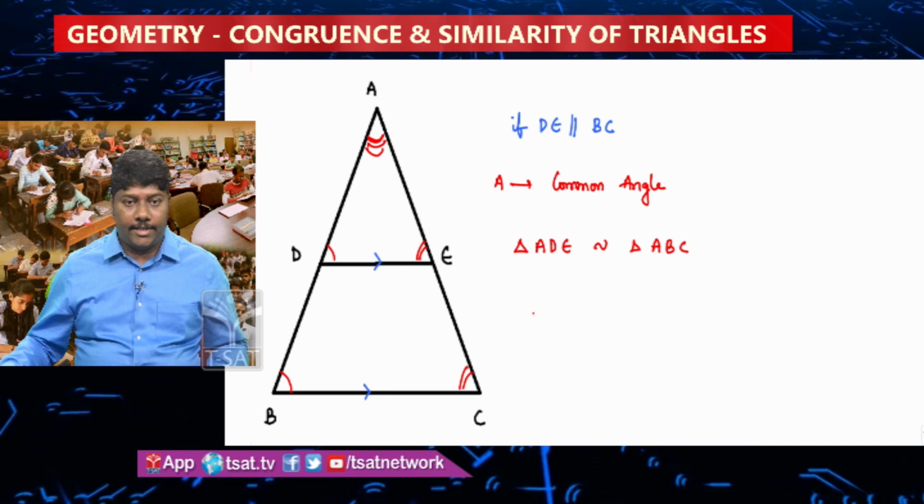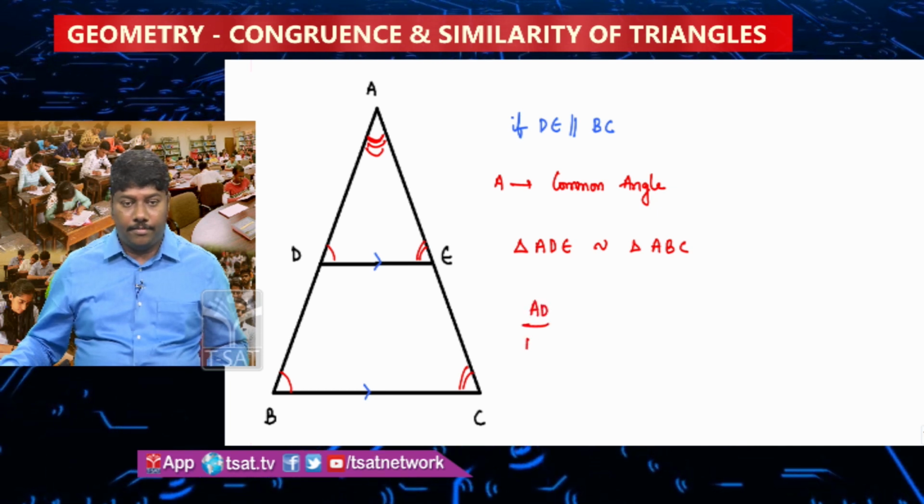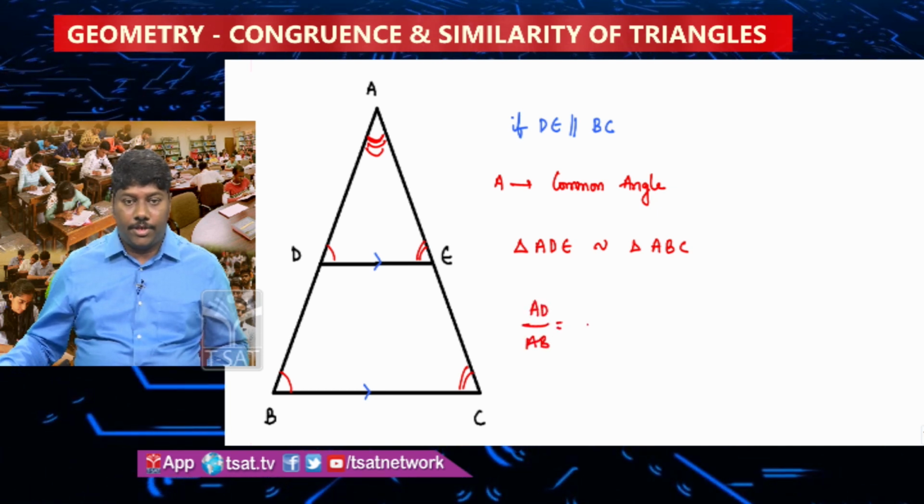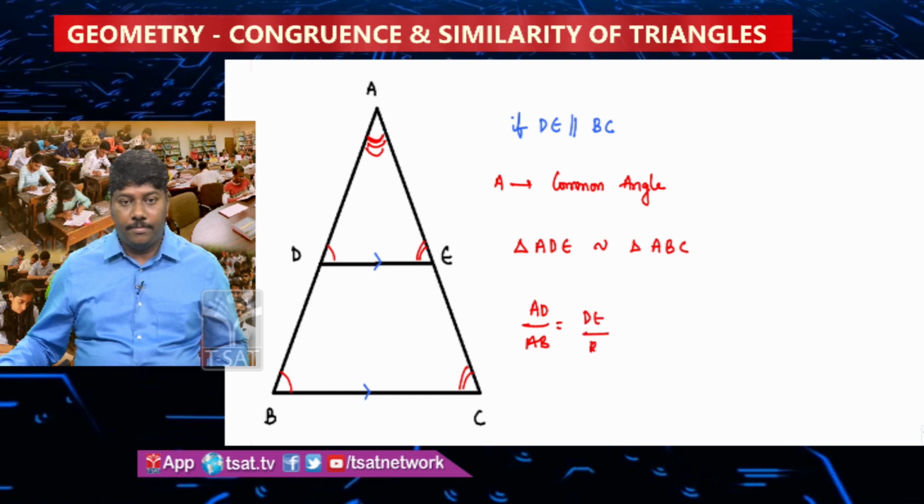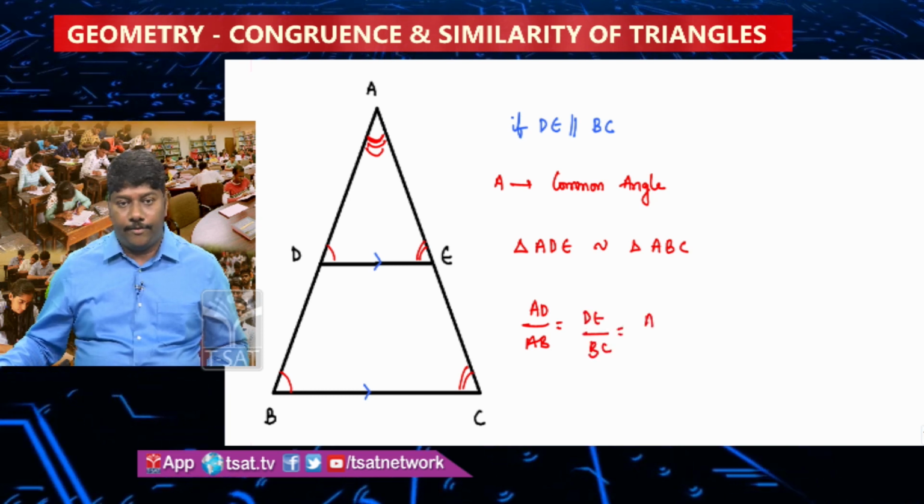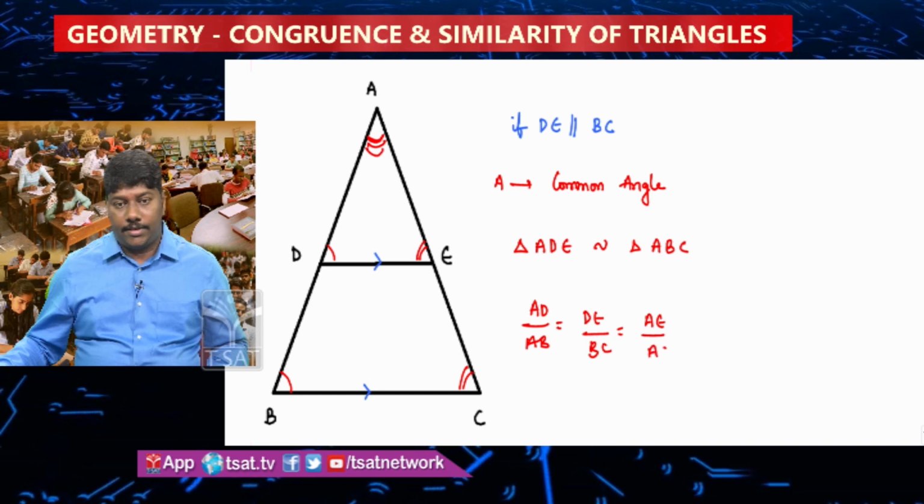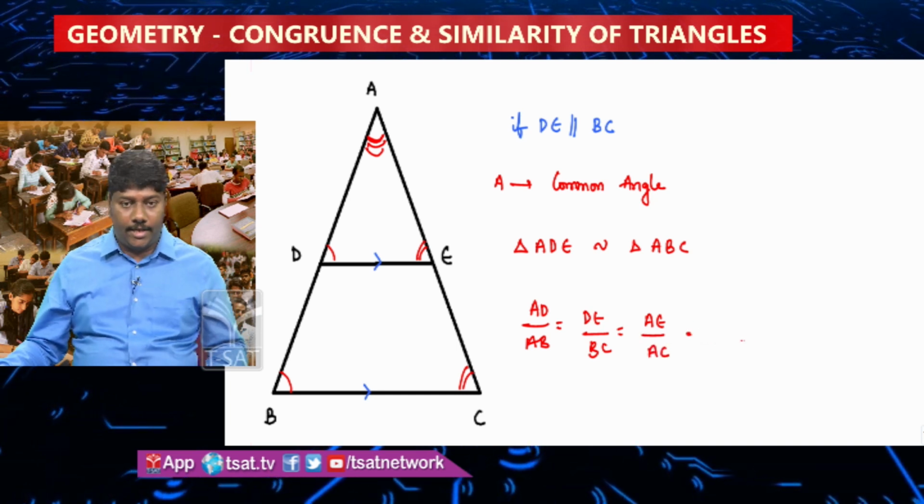Therefore, their ratios are again the same. AD by AB is equal to DE by BC. It goes on the same way. AE by AC is equal to their heights and their areas and so on like that.